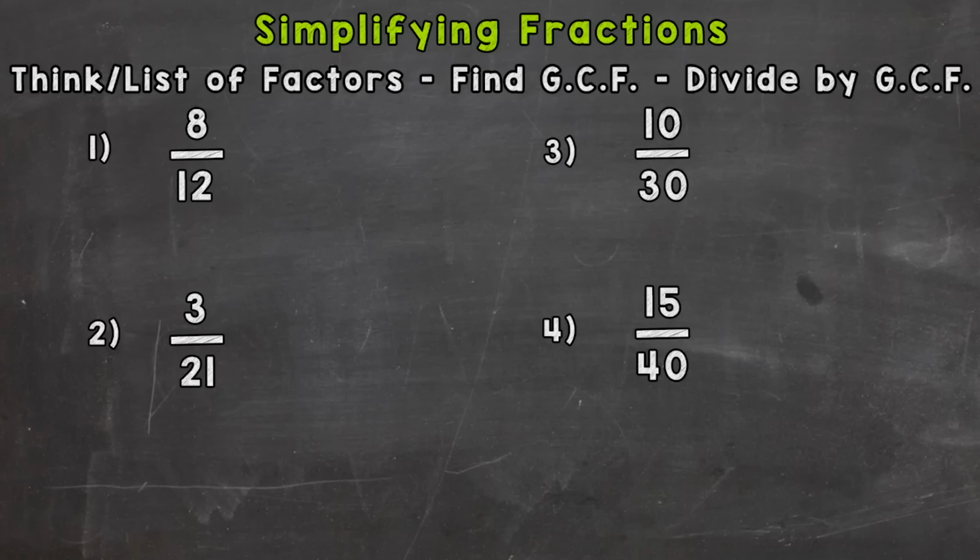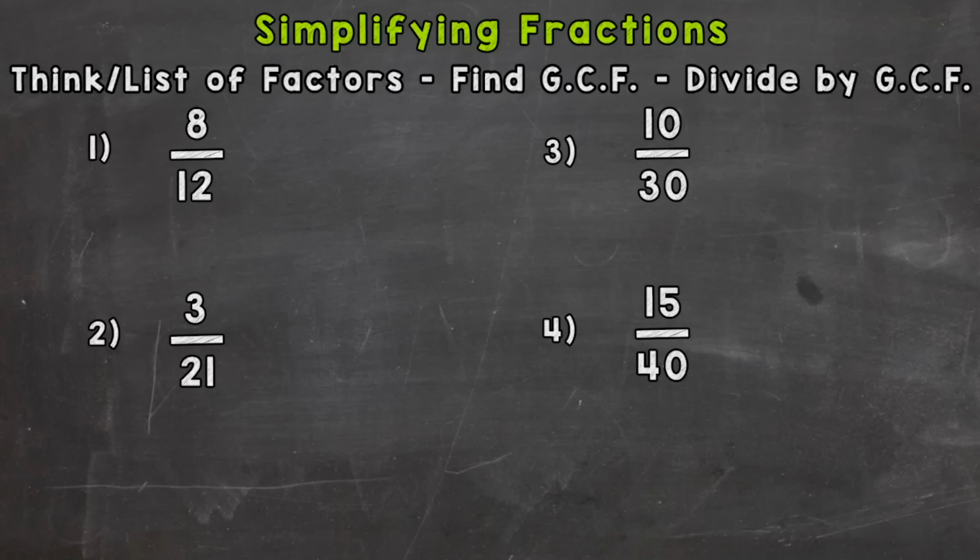So at the top of your screen, you have the steps to simplifying fractions. Think of and list the factors for both your numerator and denominator. Find the greatest common factor, and then you divide by that greatest common factor to find the simplest form of the fraction you're simplifying. Now, before we start here with the four fractions on your screen that we're going to simplify, I would like to say, with simplifying fractions, you'll become more confident and much better at these with more practice and the more you do.